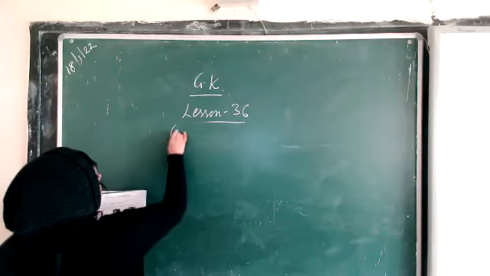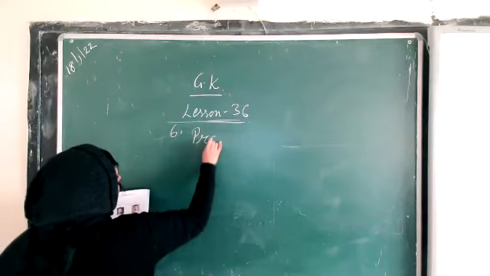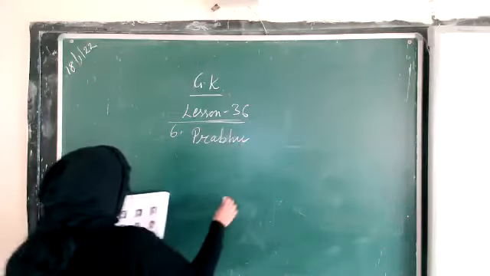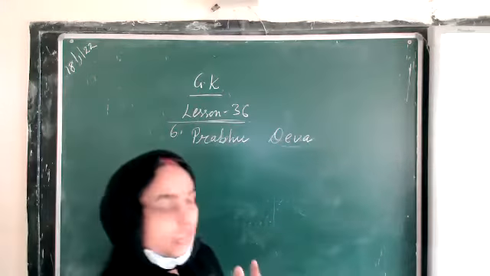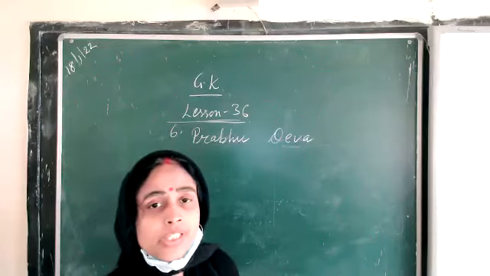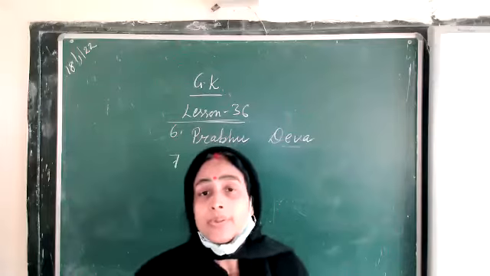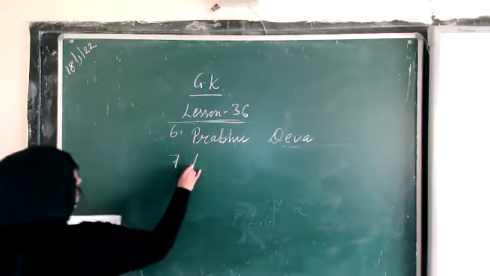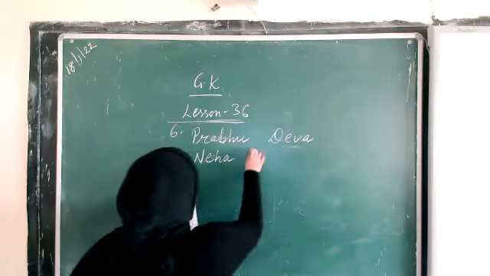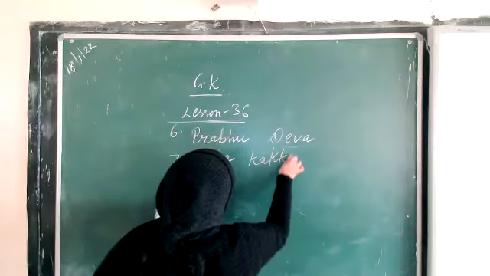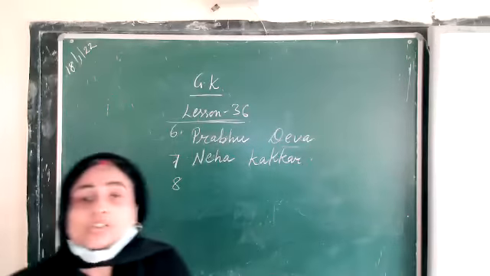Now, sixth. Sixth one, Prabhu Deva. Prabhu Deva. Okay? Sixth one is Prabhu Deva. Are you able to see? Okay. Next one, seventh. Neha Kakkar. Okay? Now, eighth one, Shreya Ghoshal. Okay?